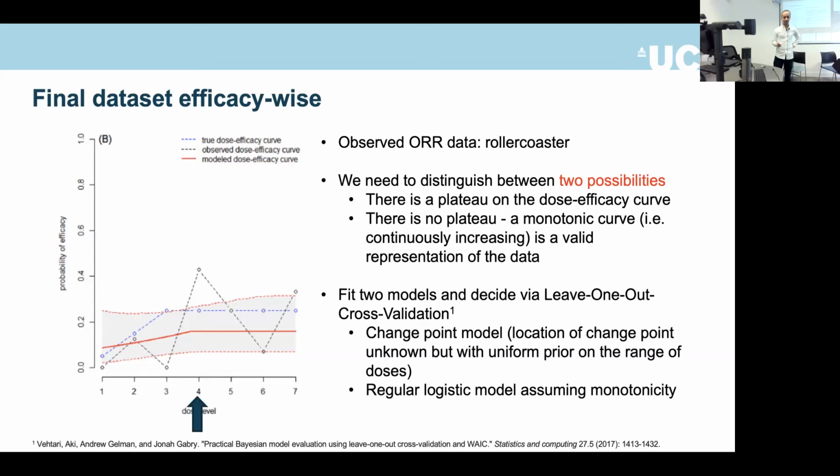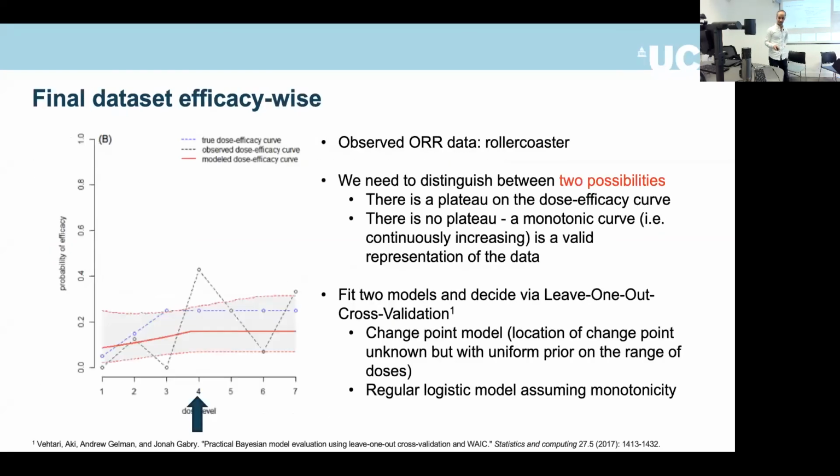In this specific case, it turns out that the change point model was a better representation of the data than a monotonic model. And the red curve here is the resulting fit, where the plateau starts at dose level 4. It is not a perfect representation of reality because the true plateau starts at level 3. However, it has detected that there is a plateau in this specific example.